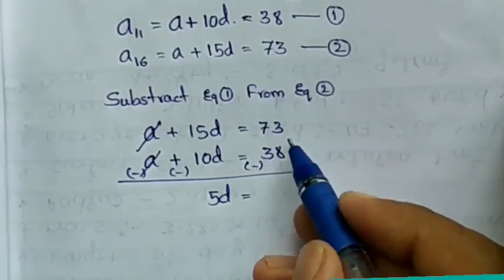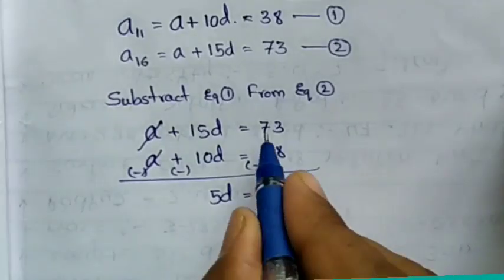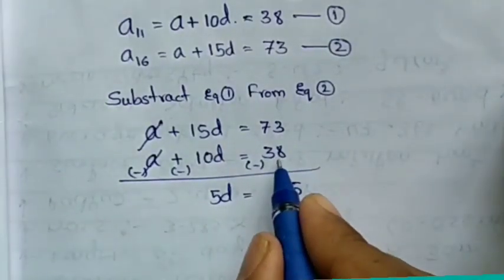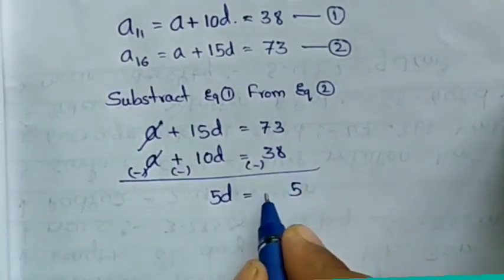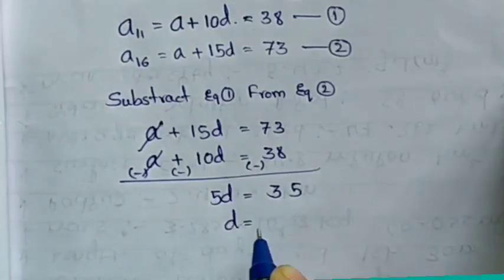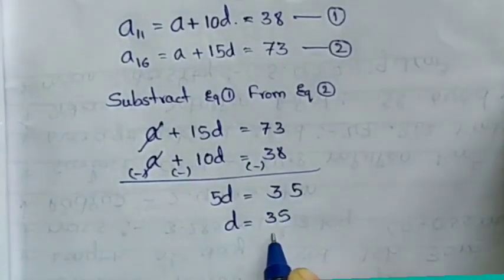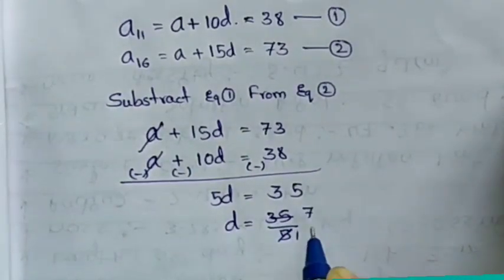Subtract it. 13 minus 8 is 5, since I took a carry, it becomes 13. Then the carry makes it 6, 6 minus 3 is 3. So 5d equal to 35, so d equal to 35 divided by 5. 5 sevens are 35. So d equal to 7.